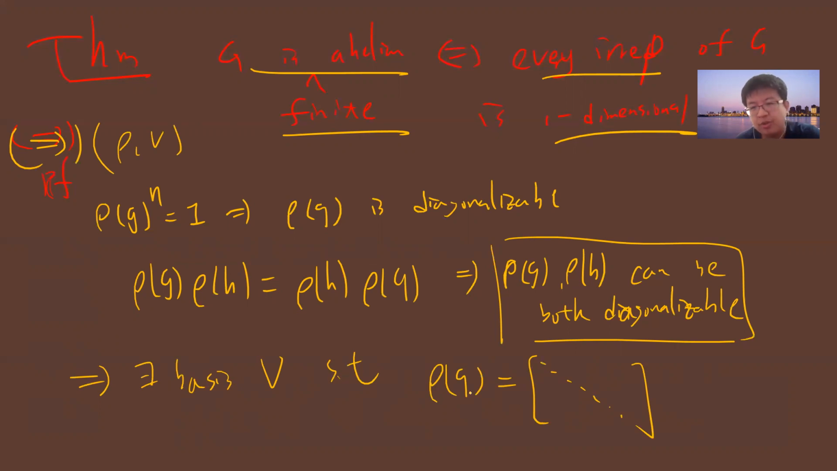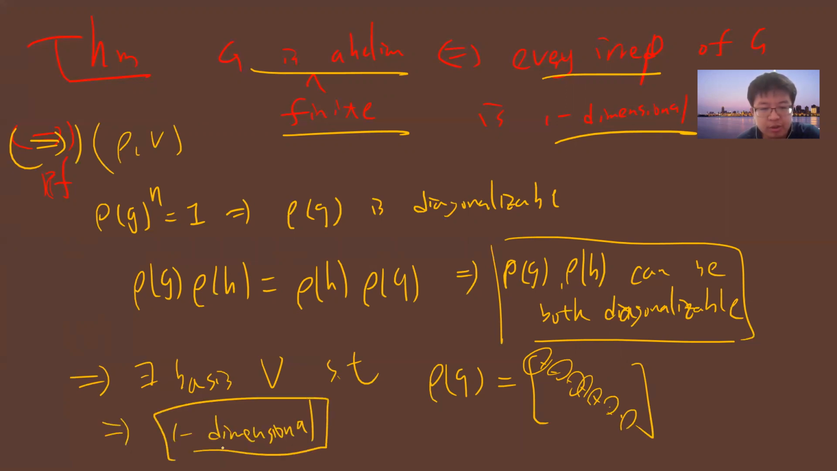and every g looks like this. So it's diagonalizable, and that means each irreducible representation is just one dimensional, because everything is a diagonal matrix now. Okay, so this is one proof. Let's prove the second.